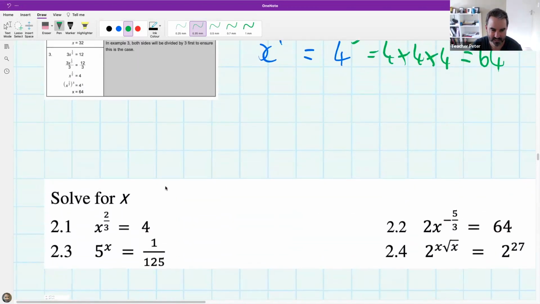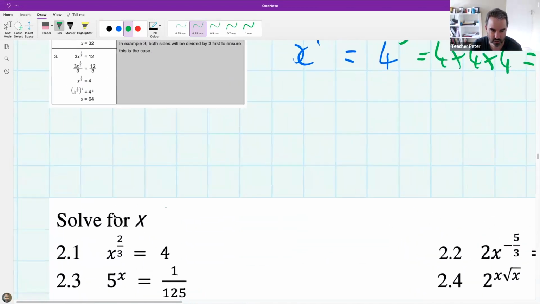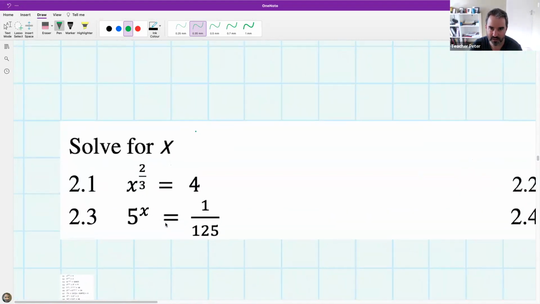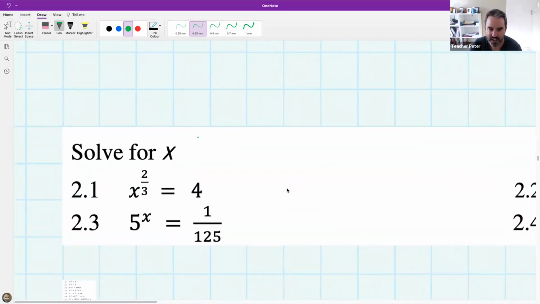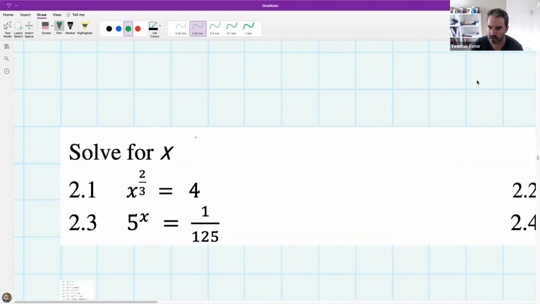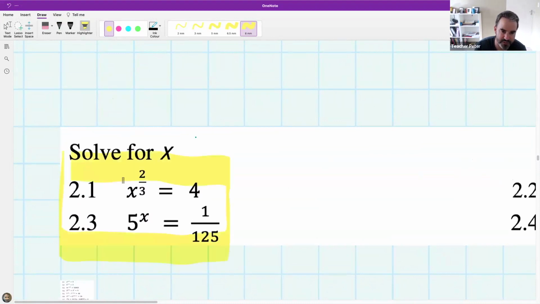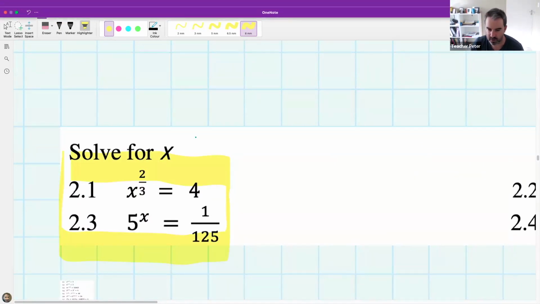Okay, let's try one more. Let's see how much time we got left. Okay, let's see if we can squeeze in these two. I want you to try and do these two for me to finish today, and then I think we are pretty much done for today. We don't want to overfill your brains. So see if you can solve 2.1 and 2.3 for me.